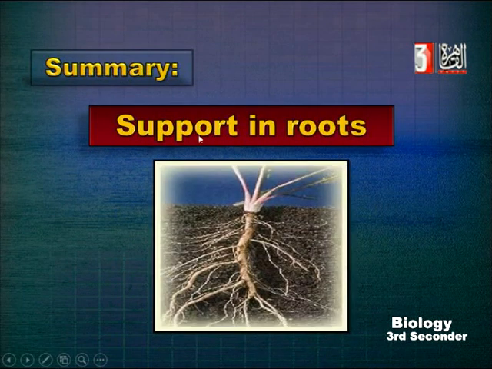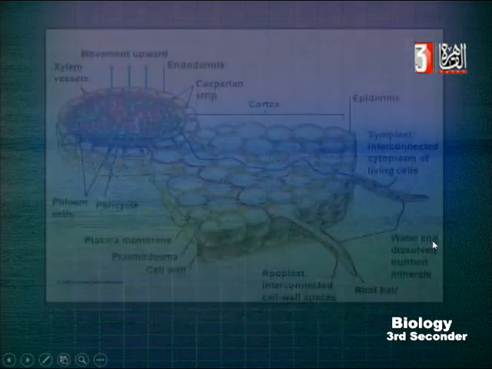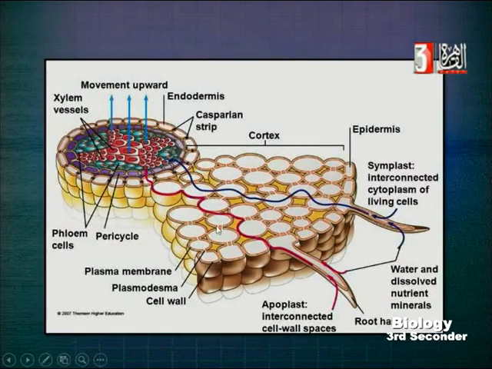Also, we will talk now about support in roots. You studied the secondary structure of the root. I just remind you about it. The root has no cutin. If the root had cutin, it couldn't absorb water. So the root has no cutin, so it can absorb water.